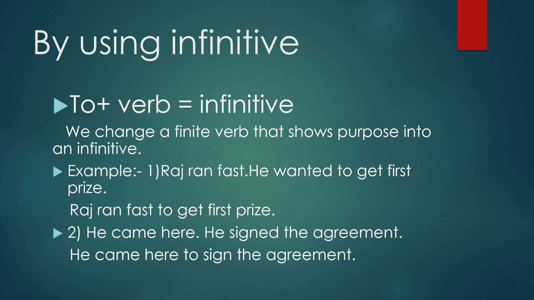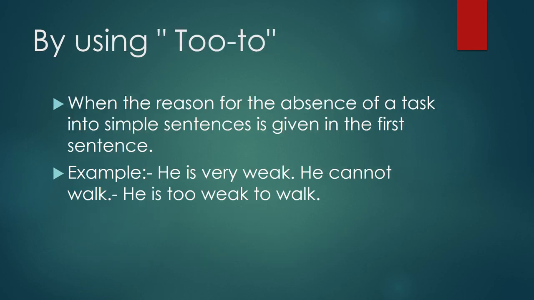Now look at example number 2. He came here. He signed the agreement. He came here to sign the agreement. By using to, when the reason for the absence of a task into simple sentences is given in the first sentence.